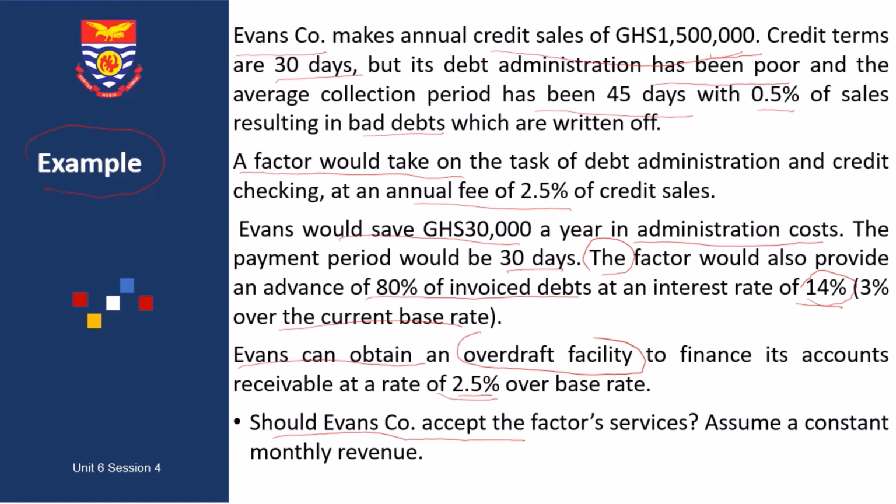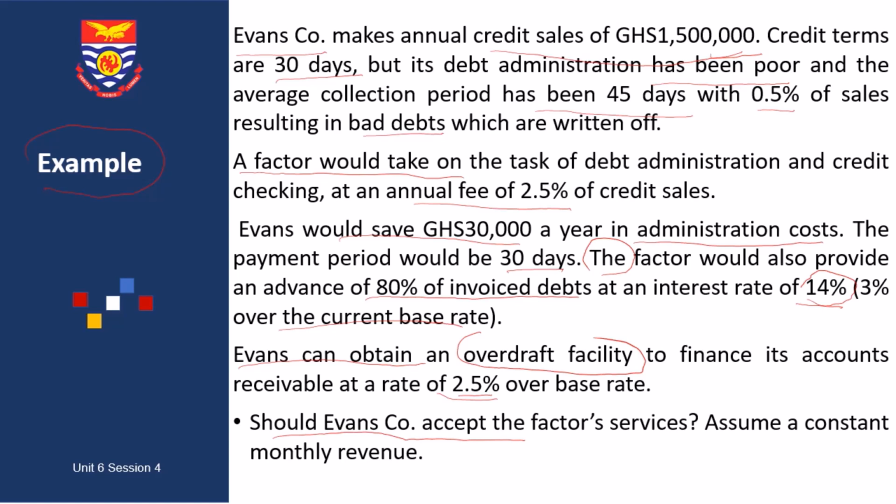So if you can obtain an overdraft facility from your bank, maybe, and it's 2.5% over the base rate, it means that the rate will be 11% plus 2.5%, right? So that is the rate that you pay, or the cost you incur on trying to manage your receivables. Alright, so it will be 13.5% multiplied by the credit sales figure.